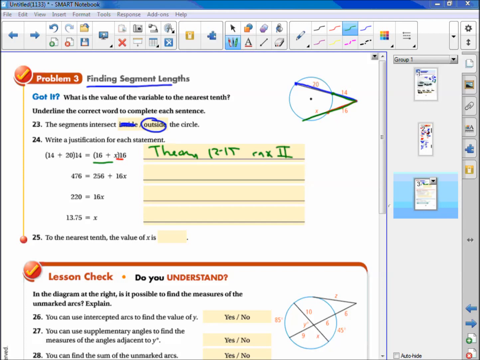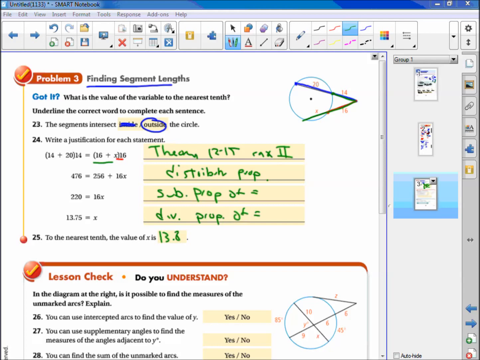All right, now we're going to do some solving here. So we're just going to distribute the 16. So this is our distributive property. And then we're going to subtract 256 from both sides. So subtraction property of equality. And then we're going to divide by 16 on both sides. So that's our division property of equality. And then to the nearest tenth, what is the value of x? That's going to be 13.8. So that's just some rounding at the end. All right, so they solved the equation once they wrote it.